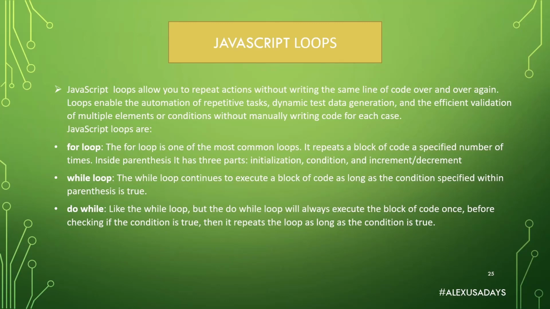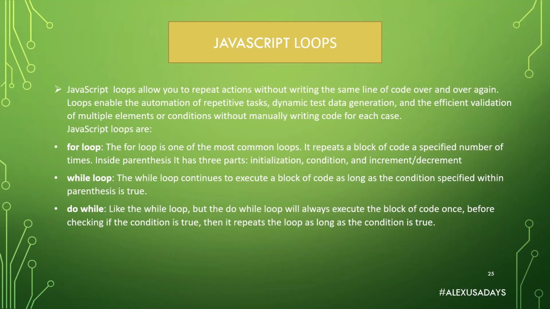JavaScript's loops are for loop. The for loop is one of the most common loops. It repeats a block of code a specified number of times. Inside parentheses, it has three parts: initialization, condition, and increment-decrement. And we will review it closely during the code part of the video.